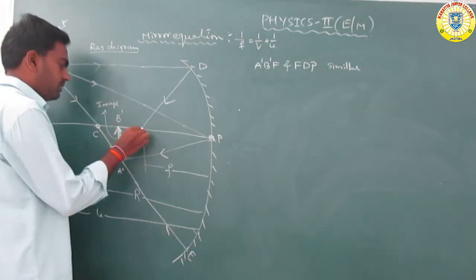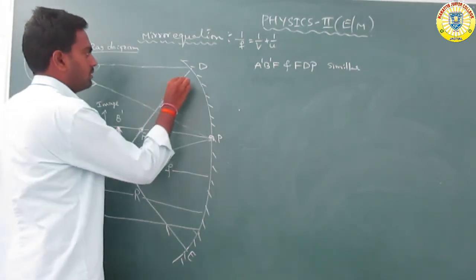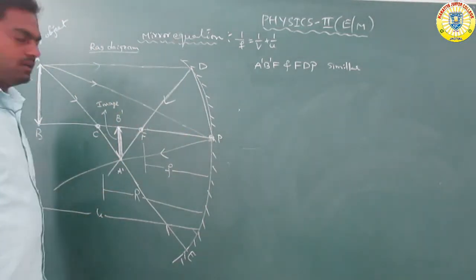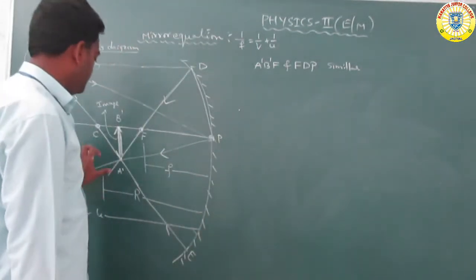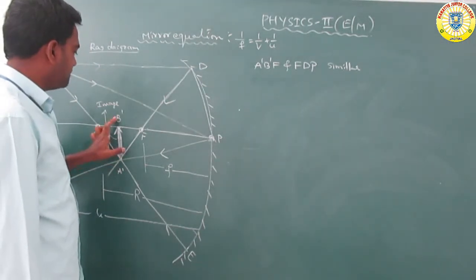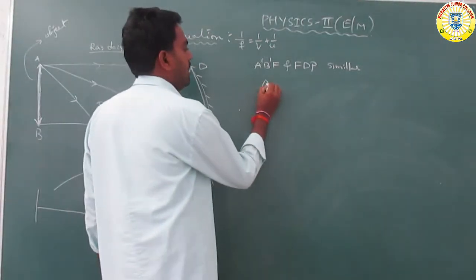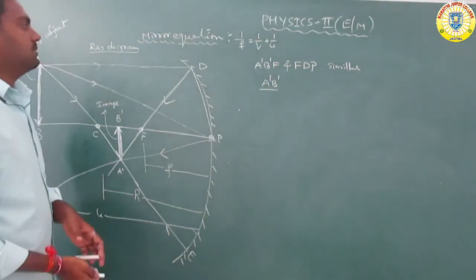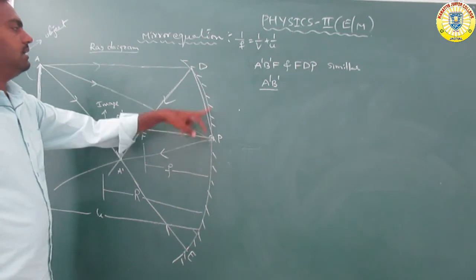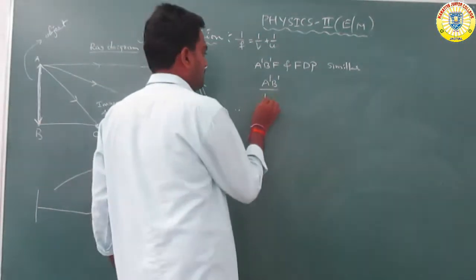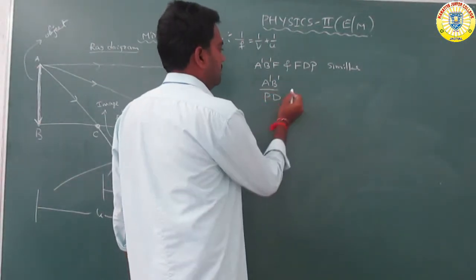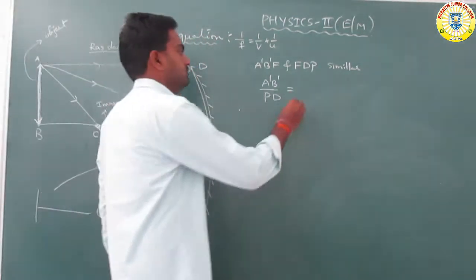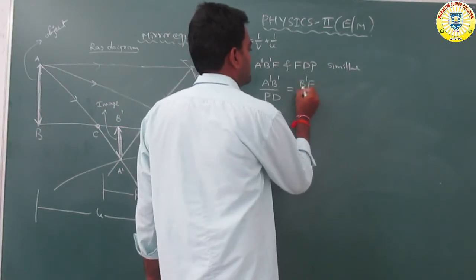Here, the height is A dash B dash, so A dash B dash by PD. In the similar triangle, the height is PD, and the base B dash F is equal to FP's counterpart, so B dash F by FP.